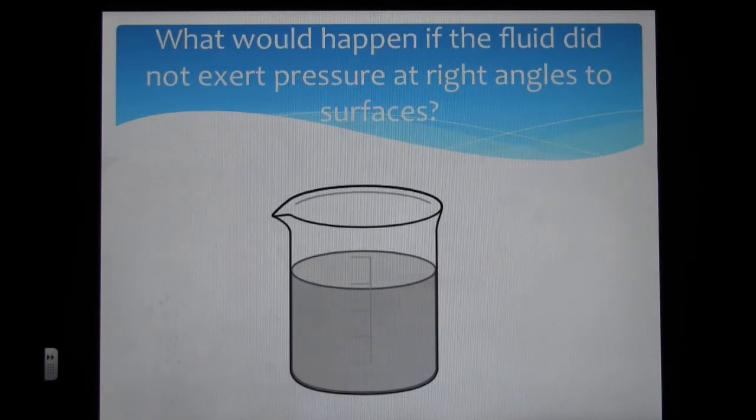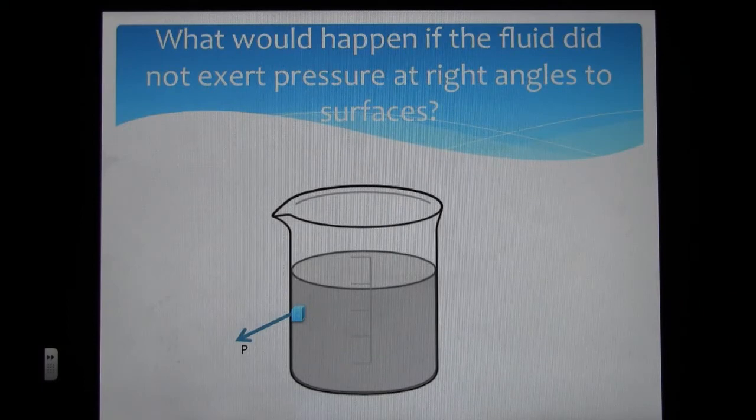You may be wondering why a fluid must exert pressure perpendicular to any surface it's in contact with. Let's analyze what would happen if the fluid did not exert pressure at a right angle, or perpendicular, to surfaces. Let's say a little bit of fluid exerts a pressure P on the surface of the container. Notice it is not perpendicular to the container.